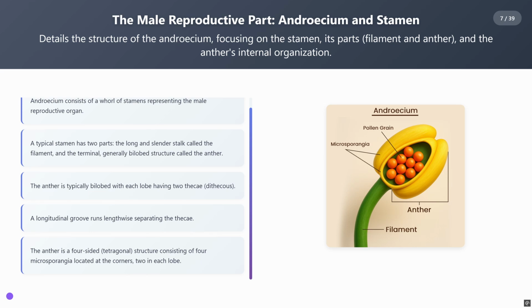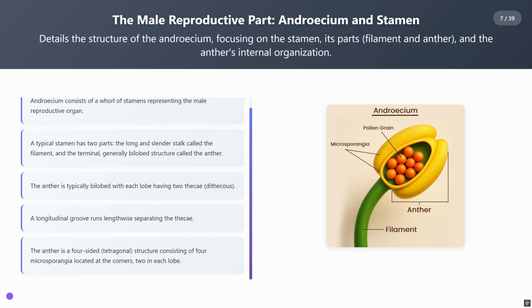A typical stamen has two main bits: a long, slender stalk called the filament, and a structure at the top, usually bilobed, which is the anther. The filament connects this anther to the thalamus, or sometimes to the petal itself. And it's quite amazing how much these stamens can differ. Their number, their length can be so different from one type of plant to another. Just looking at different flowers shows you this huge variation.